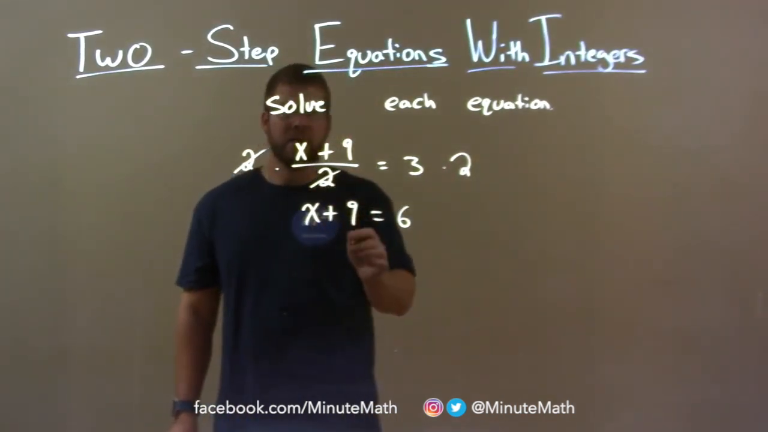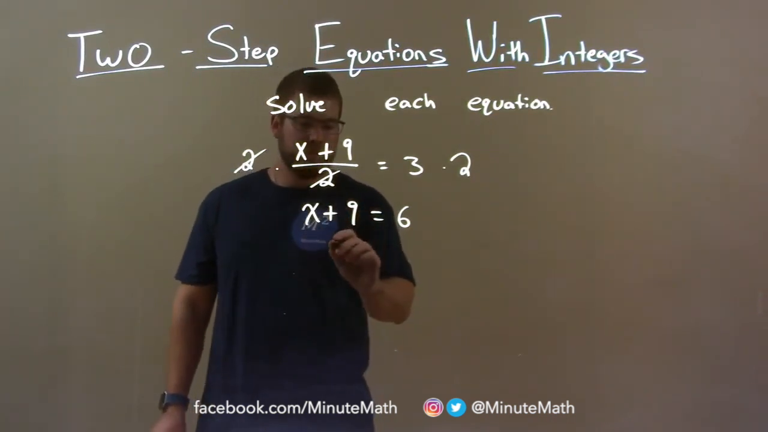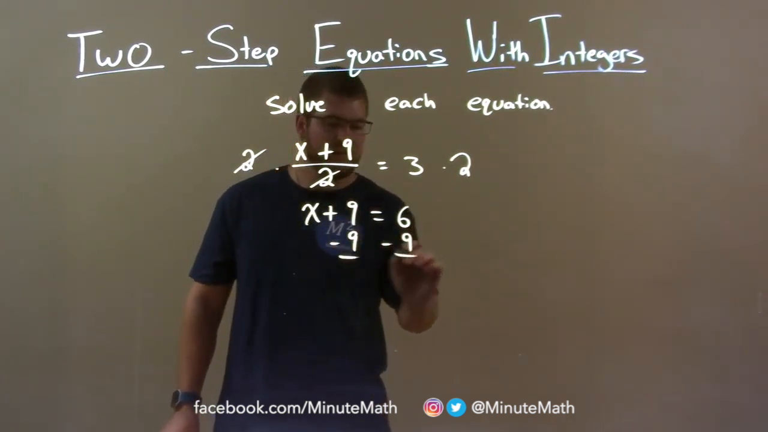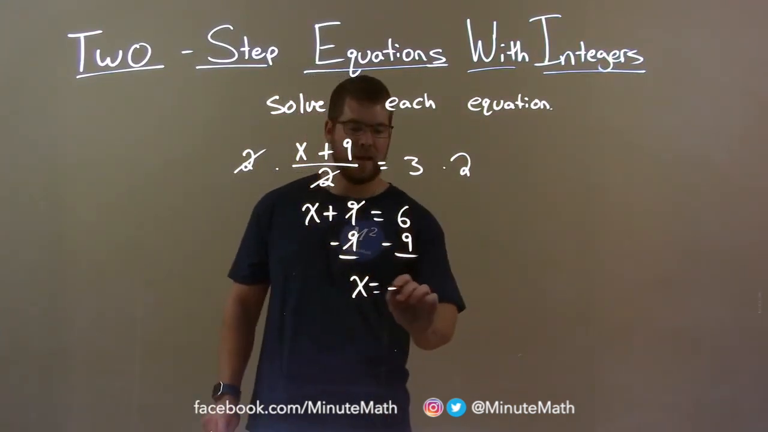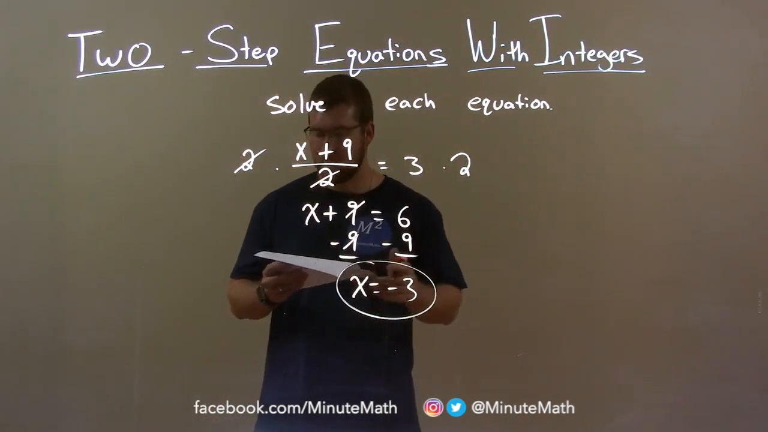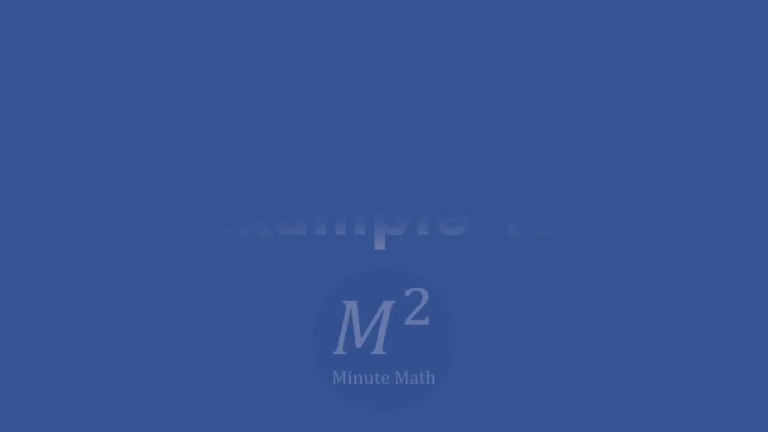Then we're adding 9, so opposite of addition, subtraction. I subtract a 9 from both sides. This gives me, right, 9's cancel, x by itself here, and 6 minus 9 is a negative 3. And so my final answer here is x equals a negative 3.